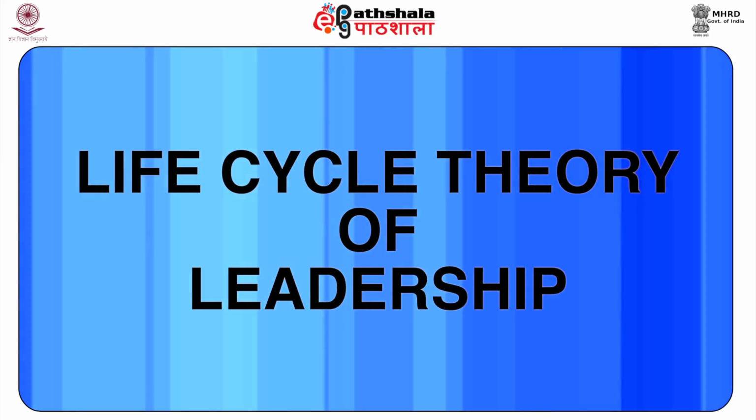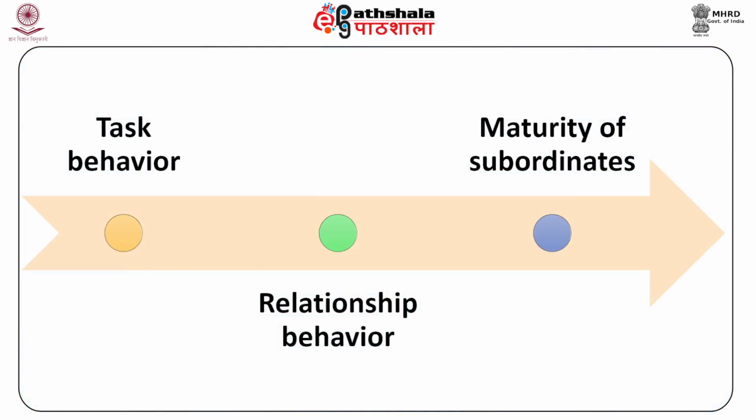The third is the life cycle theory of leadership. Paul Hersey and Kenneth Blanchard propounded the life cycle theory of leadership. This theory is based on a curvilinear relationship between task and relationships and maturity of subordinates. Hence, the leadership depends on an interplay among the three variables. Let us discuss these variables in detail. Task behavior. This behavior is seen in terms of the degree of guidance and direction a leader gives to his subordinates. Next, relationship behavior. This behavior is seen in terms of the degree of socio-emotional support provided by the leader to his subordinates.